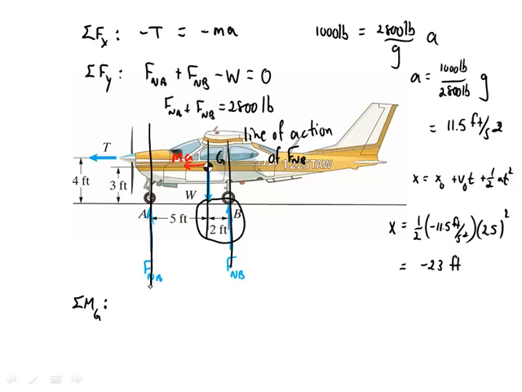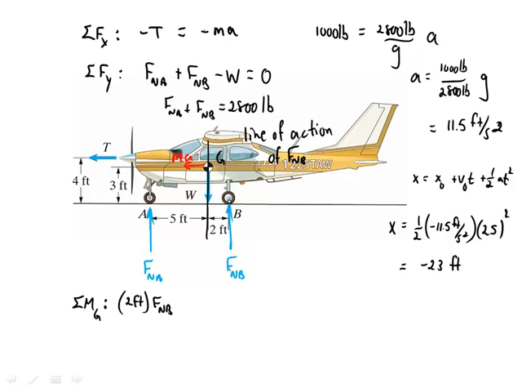Here's the line of action of Fna. Here's the line of action of the thrust T. So we'll tackle each of these one at a time. So the line of action of Fnb is along here. It's 2 feet between G and that line of action. So the lever arm for Fnb is 2 feet. And so I get 2 feet times Fnb, which I do not yet know.